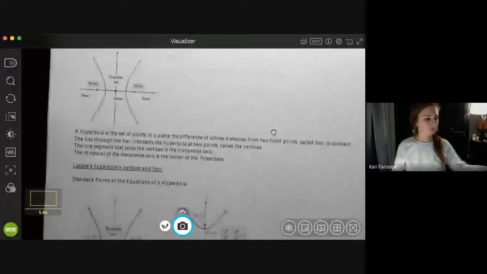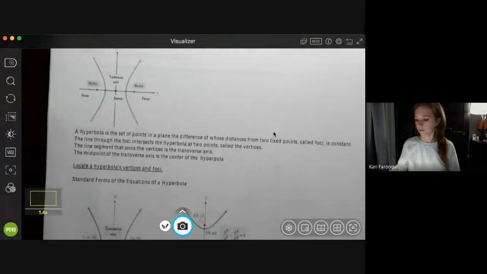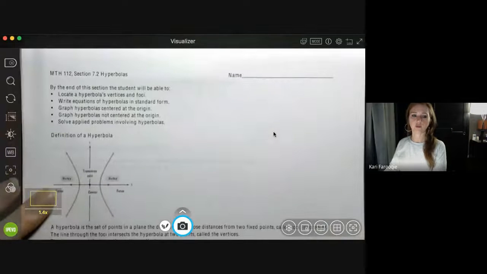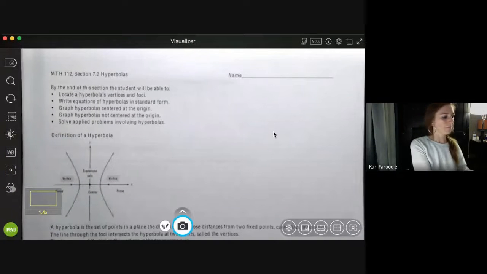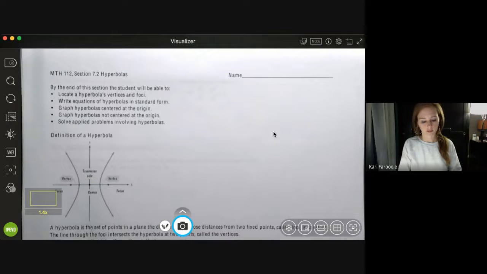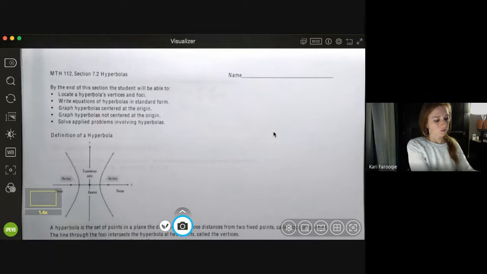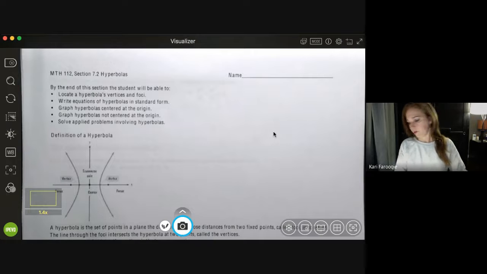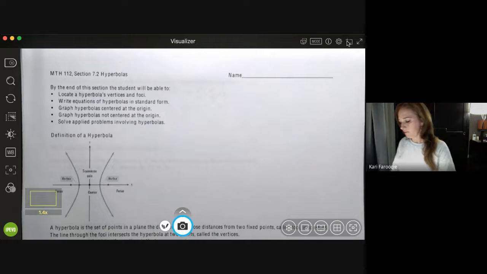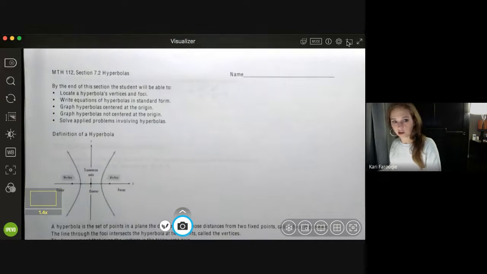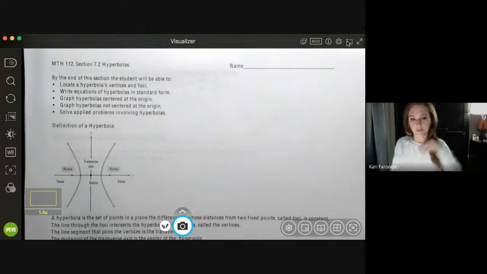All right. We are going to talk about hyperbolas in 7.2. Hyperbolas. All right, so a hyperbola is another conic section that we will discuss.